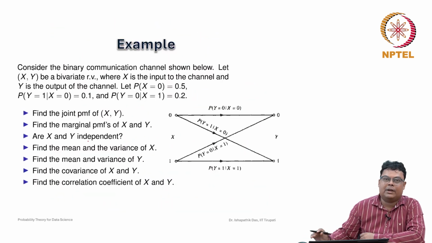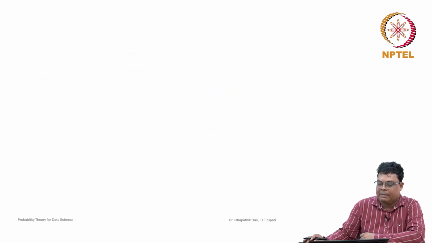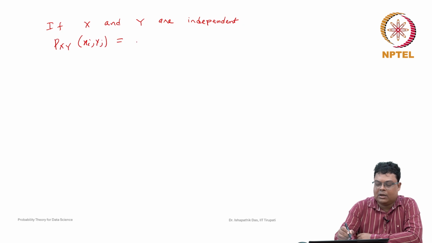Are X and Y independent? To check whether X and Y are independent or not, what do you have to check? If X and Y are independent, then p_XY of (x_i, y_j) can be represented as the product of their marginals, p_X of x_i times p_Y of y_j, for all x_i and y_j.